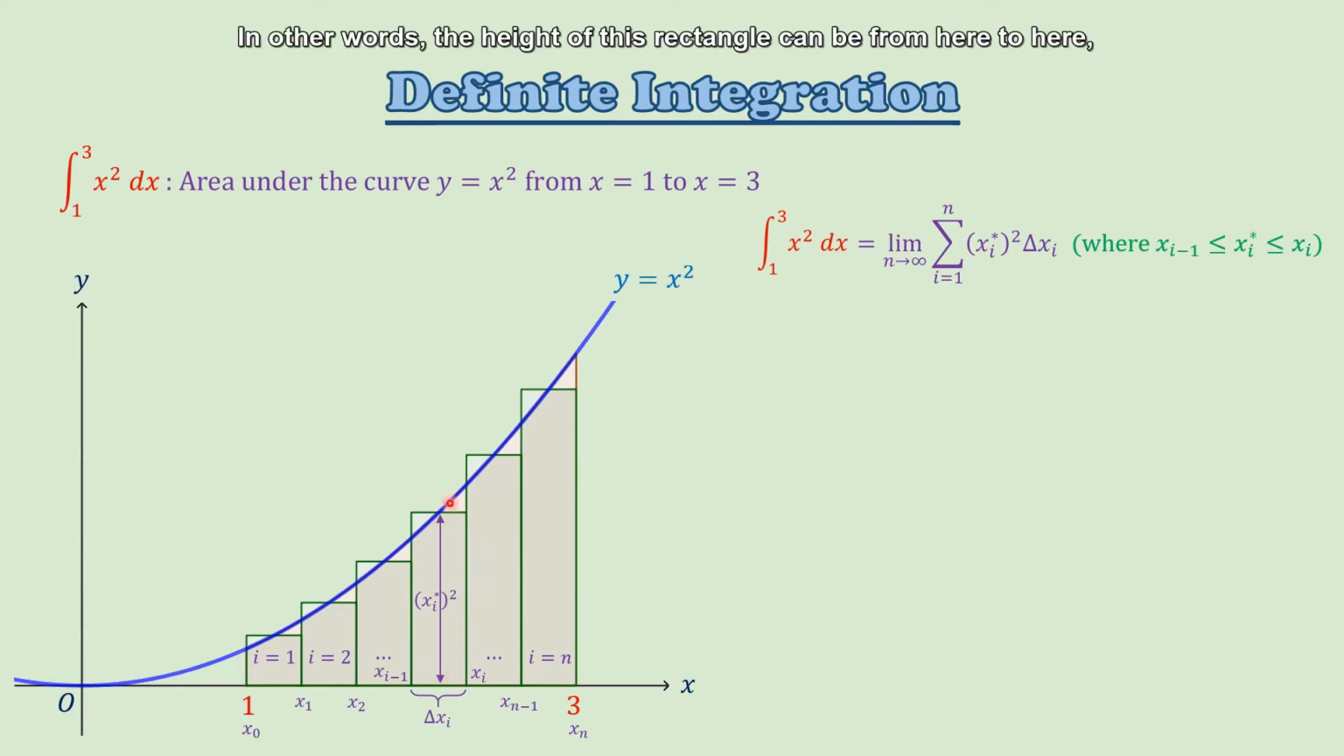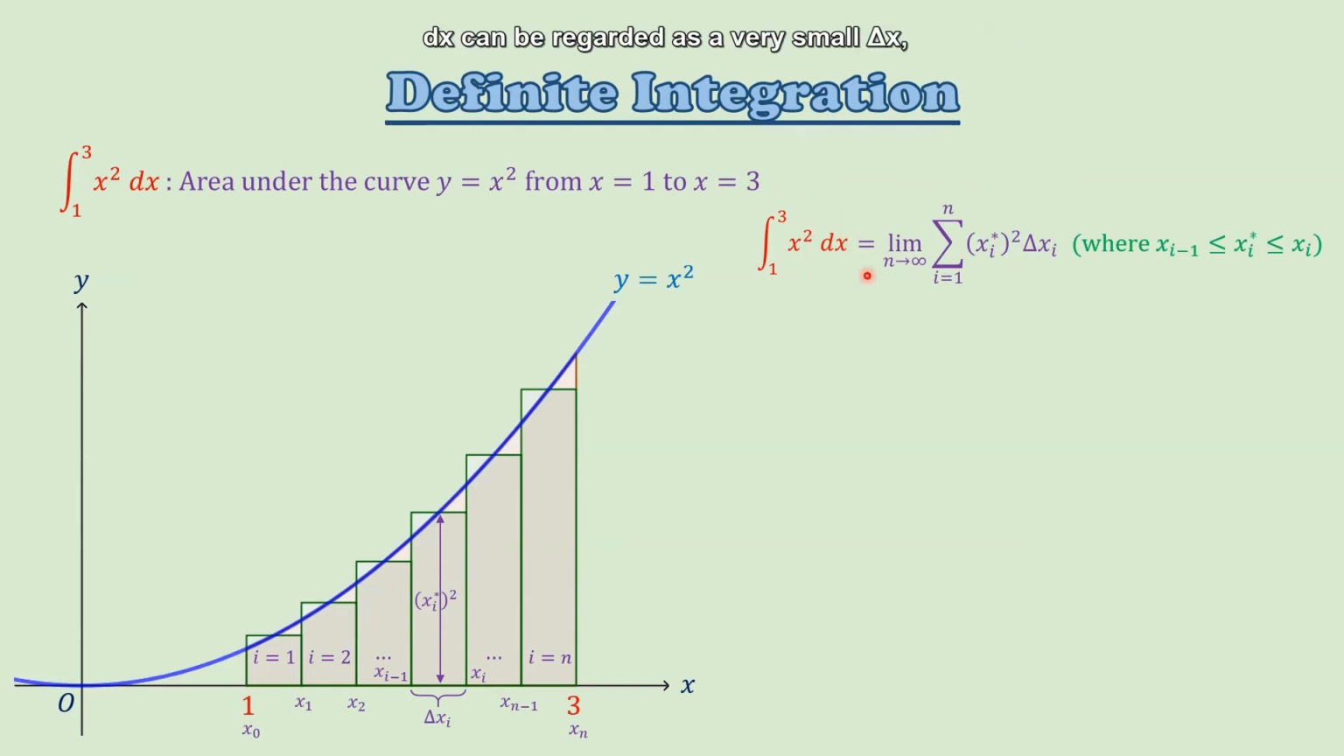In other words, the height of this rectangle can be from here to here, or from here to here, or any value in between. It is known that no matter whether we consider the height of this rectangle as xi minus 1 squared, or xi squared, or any value in between, it will not affect the final result of this limit, because when n tends to infinity, these two values of x are very close to each other.